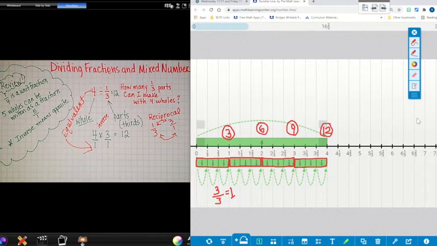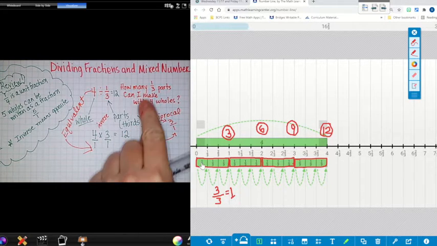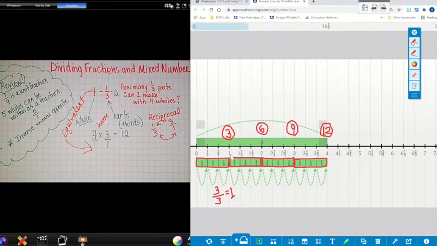So 4 divided by 1/3 is equivalent to 4/1 times 3/1. Now, a lot of times teachers will just show you to change the division to multiply and then flip your fractions. And that is a really good thing to help you remember. But if you look at this number line, it makes sense what we're actually doing. We're just trying to figure out how many 1/3 parts I can make with 4 wholes.